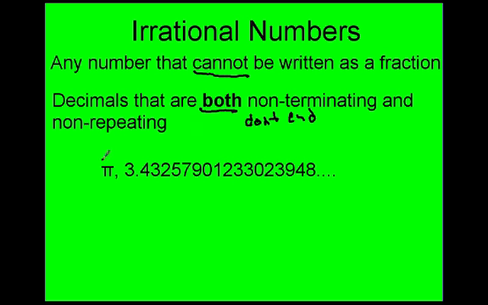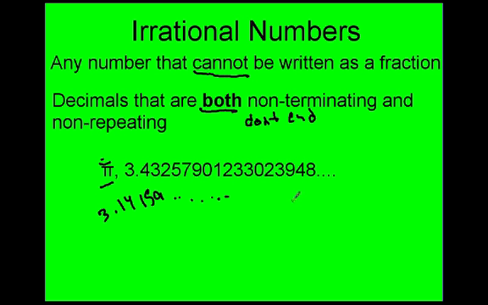So for example, pi. Pi is a really famous number. You should know that it is roughly 3.14159, and so on, on and on forever. It never ends. It goes on and on, and it never repeats. There's no pattern to the numbers. So by the same example, 3.43257901233330239488, on and on forever. This is also an irrational number because it is both non-repeating and non-terminating.